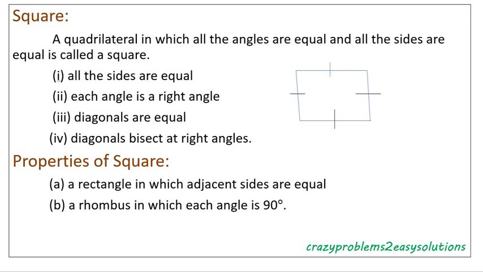Properties of a square. A square is a rectangle in which adjacent sides are equal. It is a rhombus in which each angle is 90 degrees. For the square also, each angle is 90 degrees.